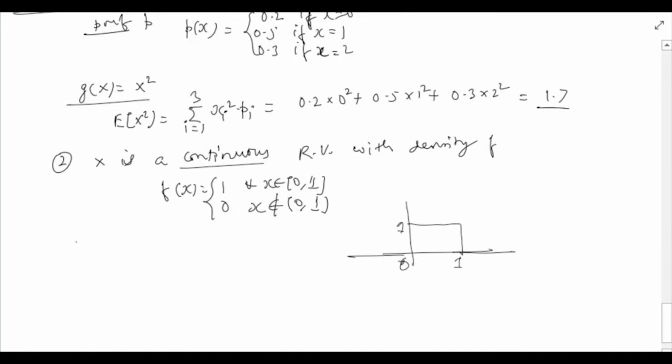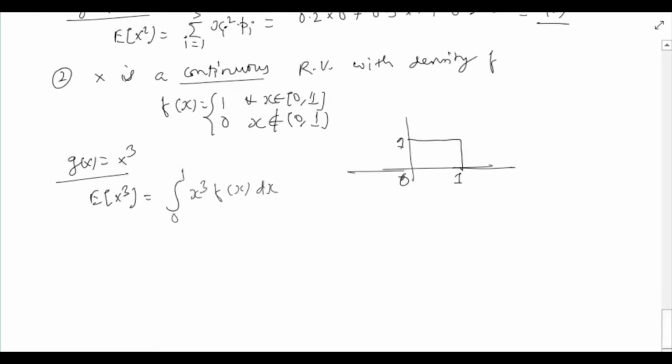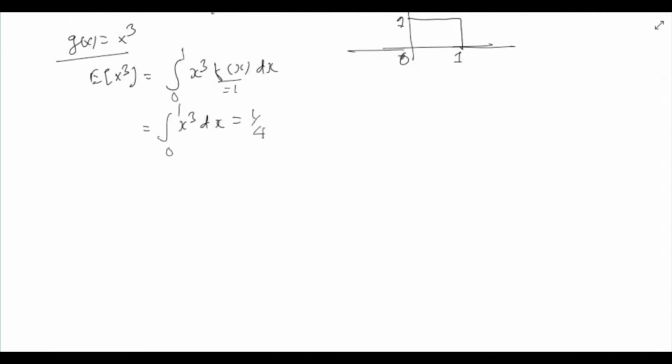Now consider a function g(x) which is equal to x cubed. Then expected value of X cubed can be computed using the formula given above, which suggests that expected value of X cubed will be the integral of x cubed f(x) dx from 0 to 1, because that is the interval over which f(x) is positive, and in fact it is 1 over this interval. So this becomes the integral from 0 to 1 of x cubed dx, which is 1 by 4.